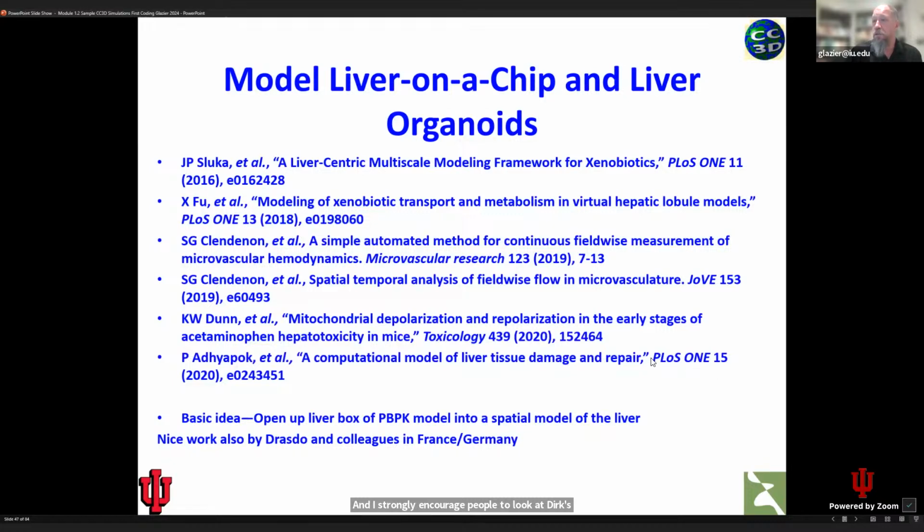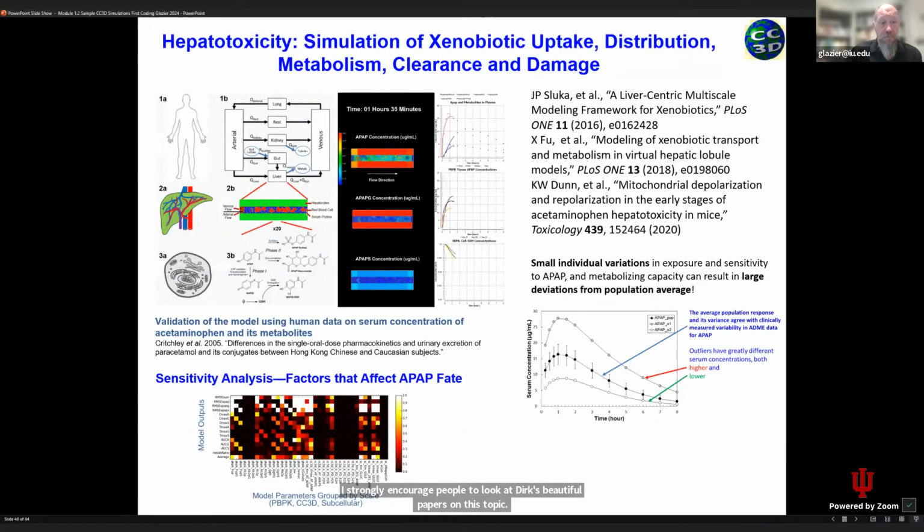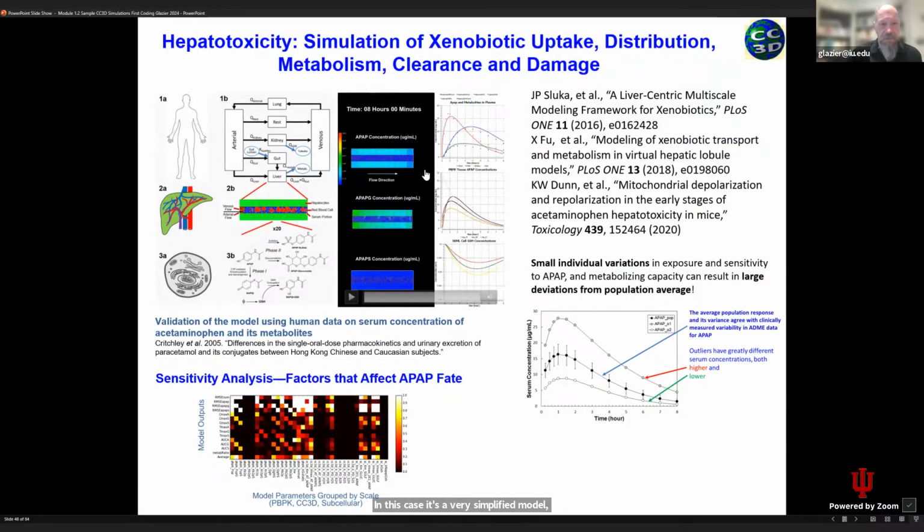In this case, we're going to build models of the kidney. I'm sorry, I say the kidney, I was talking about the liver, excuse me. In this case, it's a very simplified model just of one vessel in the liver, the sinusoids. In this case, we've got a model of the distribution of chemicals throughout the body, a pharmacokinetic, pharmacodynamic model. And then we're going to take the box that says liver and open it up and replace it with a model of a liver sinusoid.